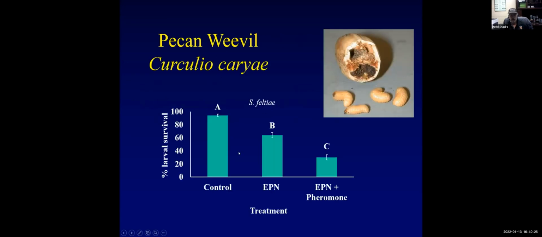And so it did. We see the percentage larval survival of pecan weevil. This is the control, so almost 100% survival. And then this is nematodes by themselves, which did reduce relative to the control. But then if you have the nematodes plus the pheromone, you get even further reduction. So the pheromones are helping the nematodes move through the soil and enhancing the infection, so you get better efficacy. So there's an example of how we started with basic studies, and then we're leveraging that knowledge to improve biocontrol.